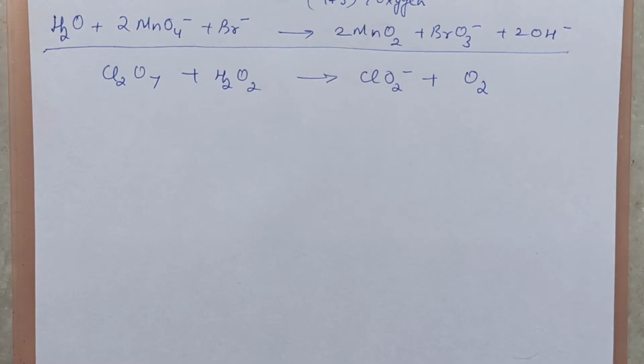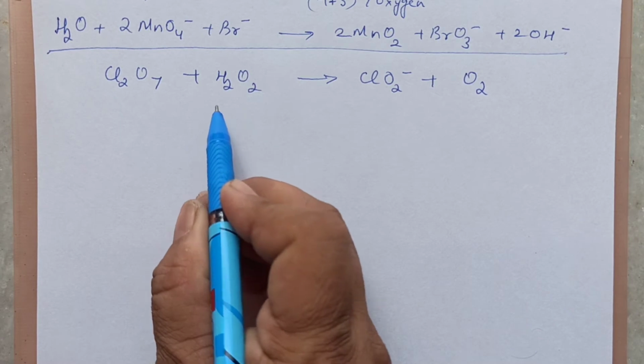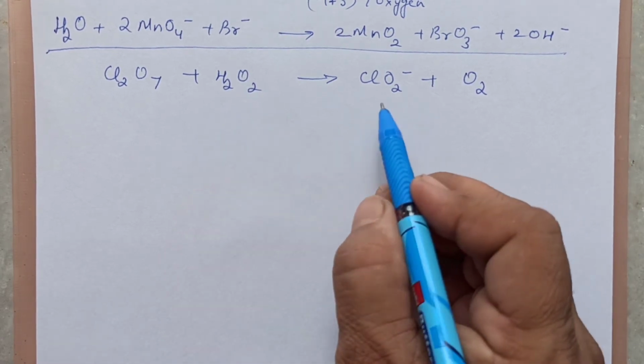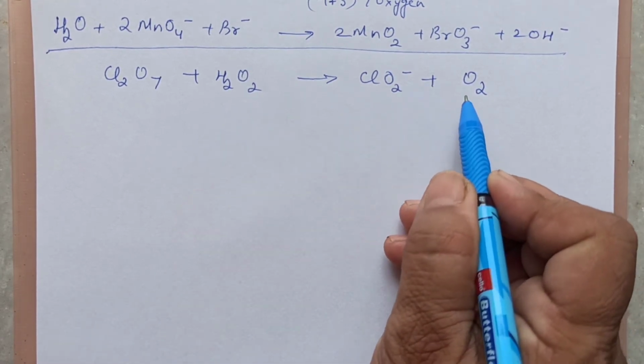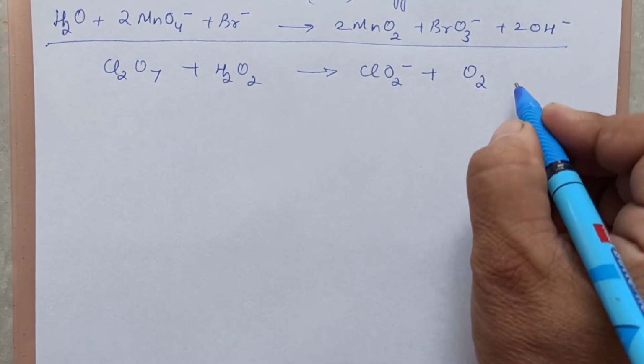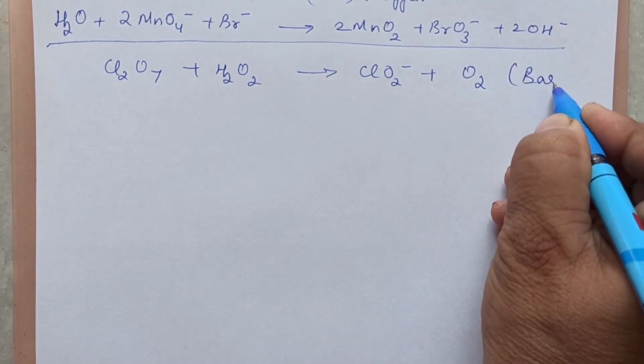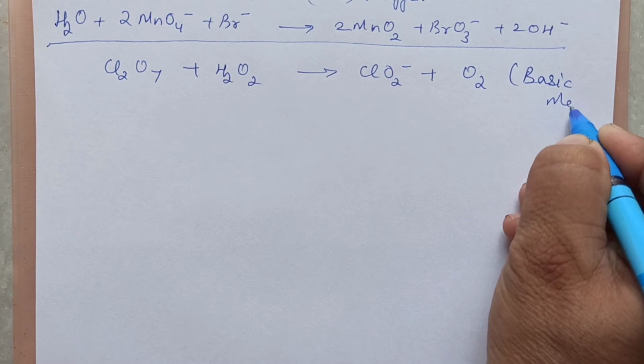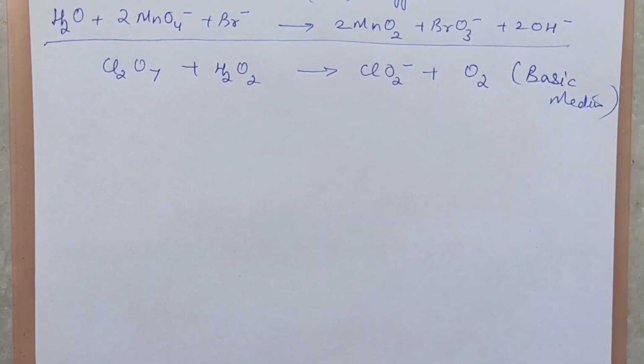Clear? Now let us take another equation. Cl2O7 plus H2O2 form ClO2 minus plus oxygen. Okay, so this equation is also in the basic medium. How will you balance it?